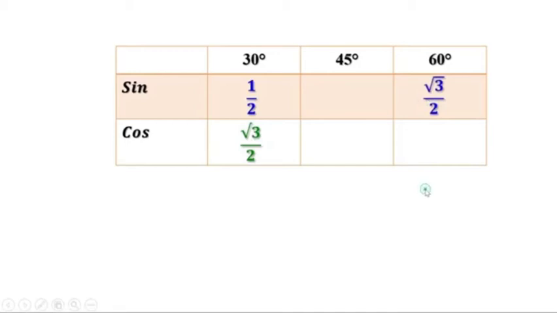This is your table. Sine 30 is 1 by 2, sine 45 is 1 by √2, sine 60 is √3 by 2. Next is cos 30 is √3 by 2, cos 45 is 1 by √2 and cos 60 is 1 by 2.